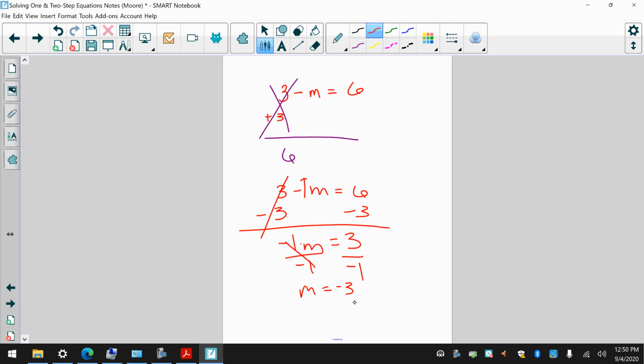Plug that back in. Check the answer. 3 minus negative 3. Well, minus a negative is actually just plus a positive. So I have 3 plus 3 is 6, which checks out.